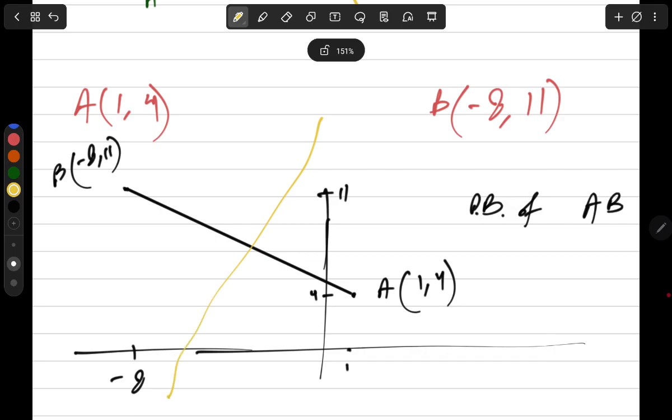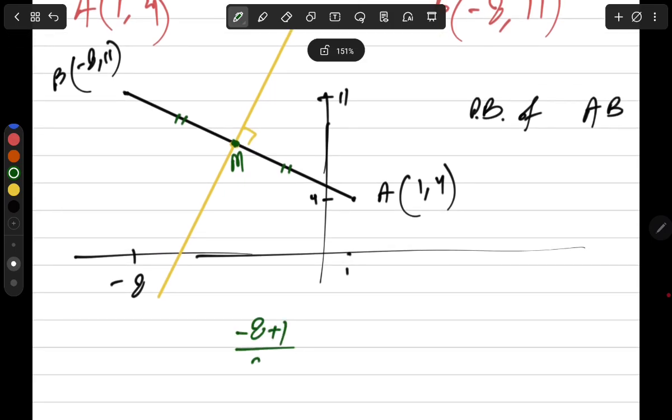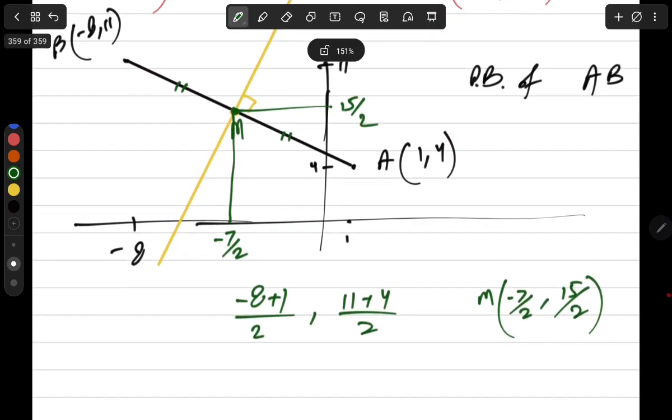So we have to find the equation of the perpendicular bisector of AB. Perpendicular bisector means what? That this is a line which is intersecting at 90 degrees. So the gradient is minus 1 upon the gradient of this black line, and it is passing through a point such that it is bisecting the line AB. So let's call this the midpoint of AB. So the midpoint of AB is going to be minus 8 plus 1 upon 2 and 11 plus 4 upon 2. So this is negative 7 upon 2 and this is 15 upon 2. So we will say that the midpoint is negative 7 upon 2 and 15 upon 2. Okay, so we know where this yellow line is passing from.